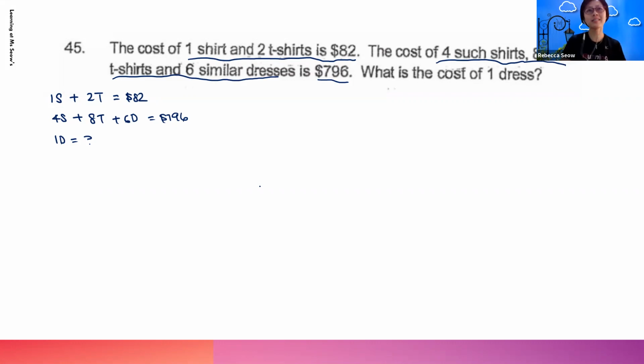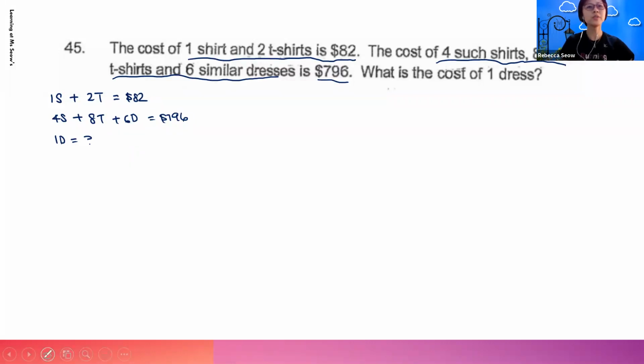Do we add? Do we subtract? Do we do some multiplication? Or do we do some division? So let's see. In the end, ultimately, we need to find the cost of one dress, which means that our answer must not include the cost of t-shirts and the cost of shirts. So how do we get rid of the cost of the shirts and the t-shirts?